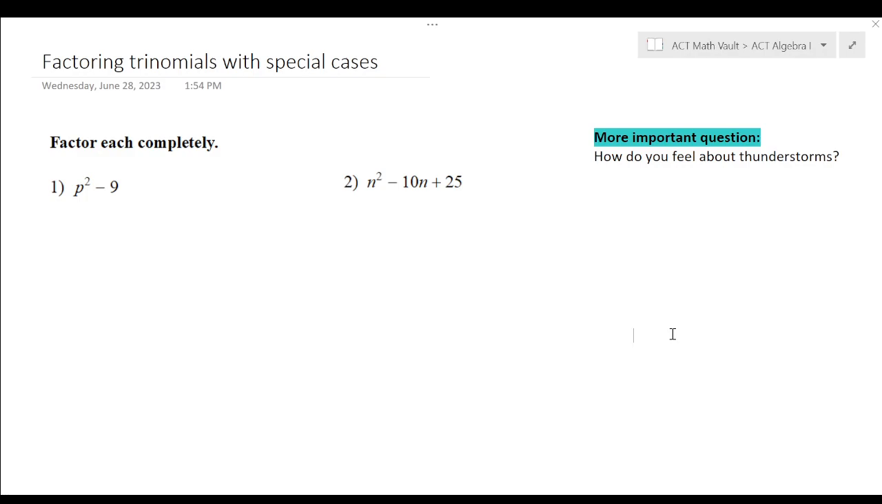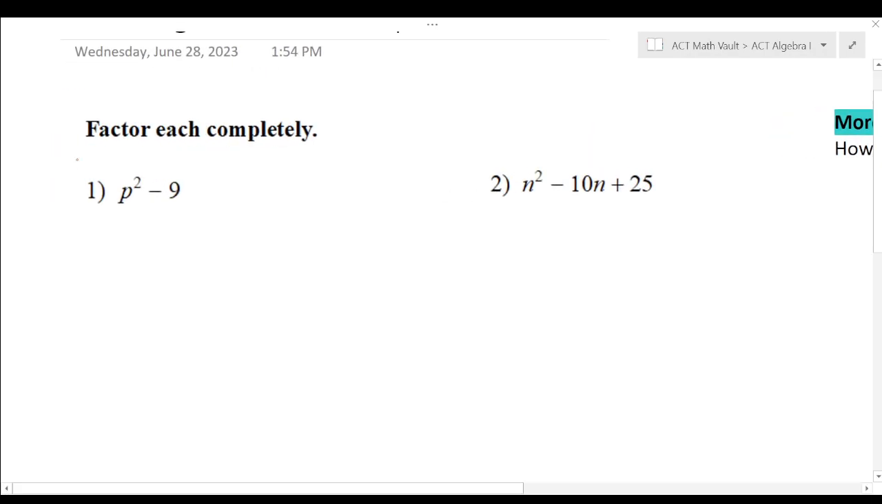well, I picked one of each here for the problem. So we have a difference of squares for the first one, and then this is a perfect square trinomial, and I'll explain why.